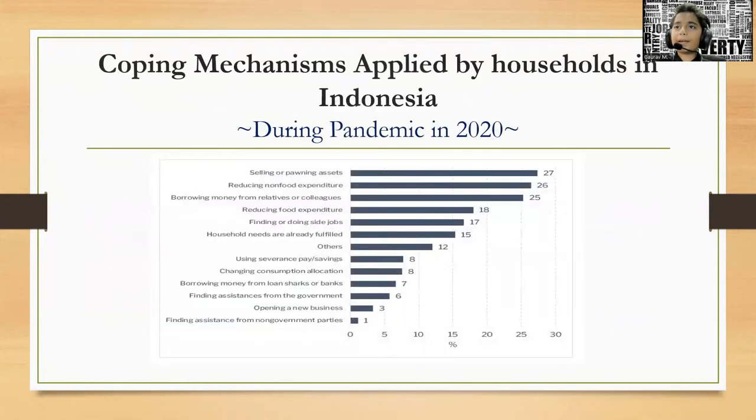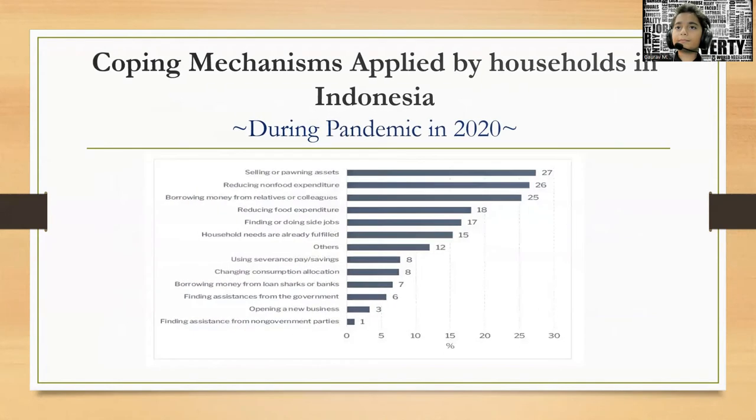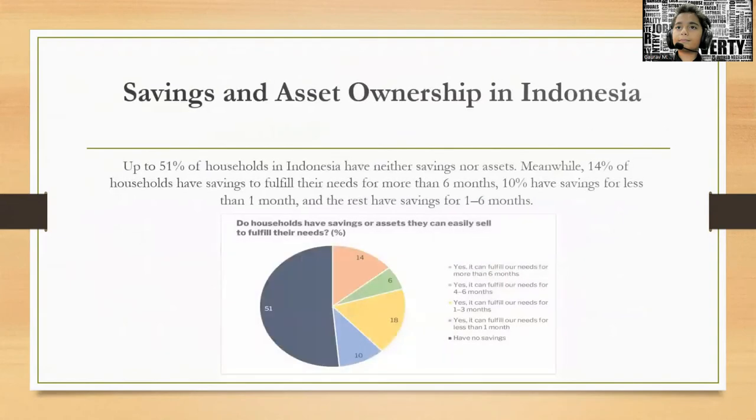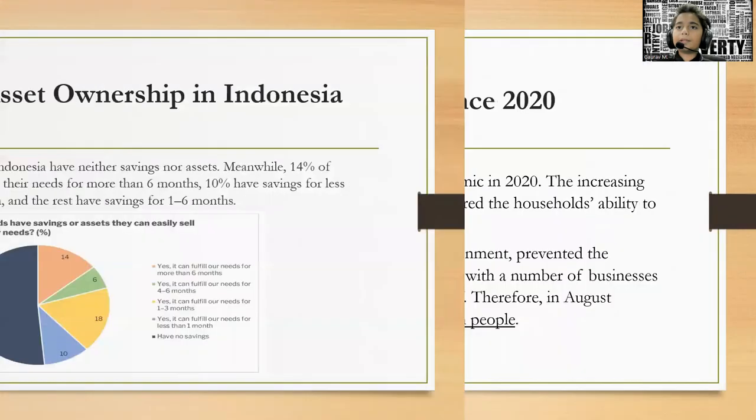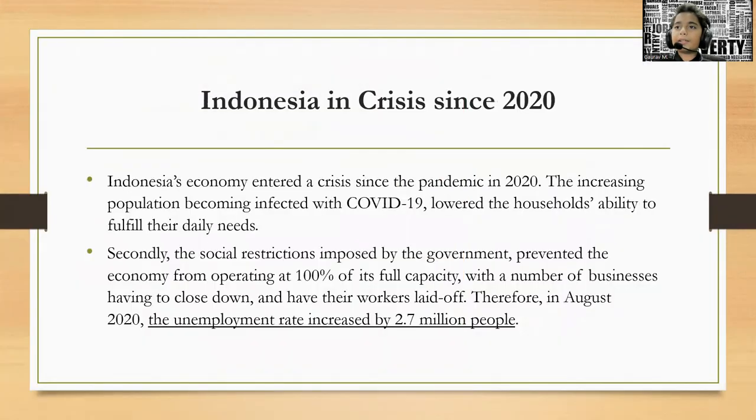These are some coping mechanisms applied by the households in Indonesia during the pandemic. The 2020 household survey shows that up to 51% of households in Indonesia have neither savings nor assets. Indonesia's economy entered a crisis since the pandemic in 2020. The increasing population becoming infected with COVID-19 lowered the household's ability to fulfill their daily needs. The social restrictions imposed by the government also increased the unemployment rate by 2.7 million people.